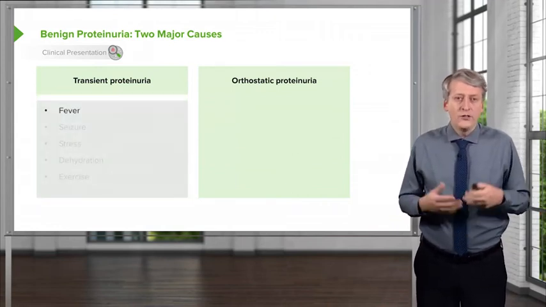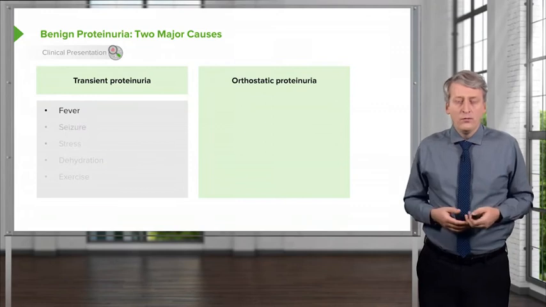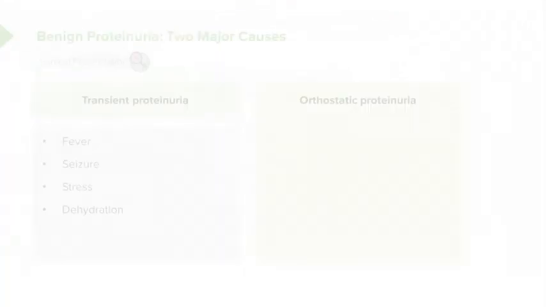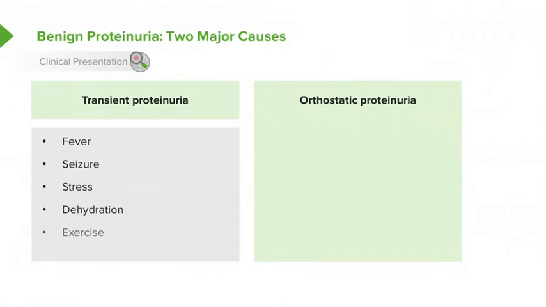Transient proteinuria is common in patients who are having fever, in patients who had a seizure, in patients who are stressed, in patients who are dehydrated, or in patients who have a lot of exercise. All of these things can cause a transient proteinuria. This is a benign condition and will resolve when the stressor is resolved.